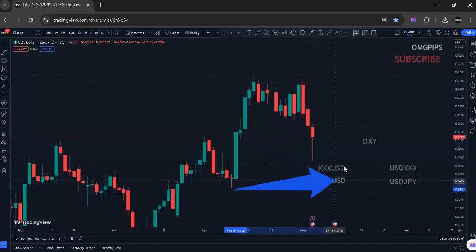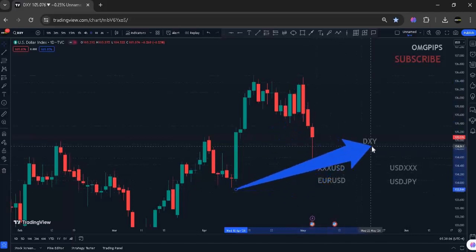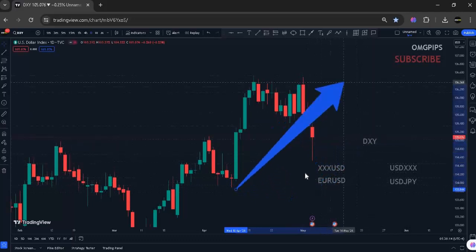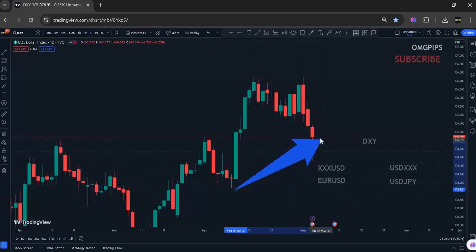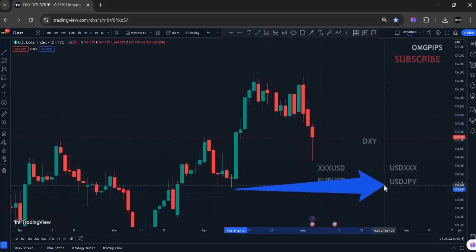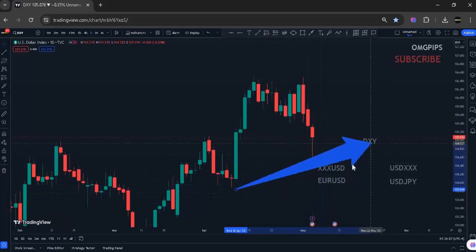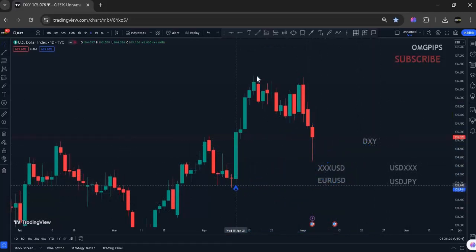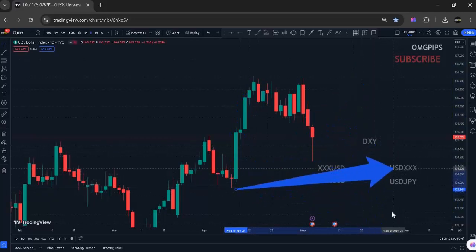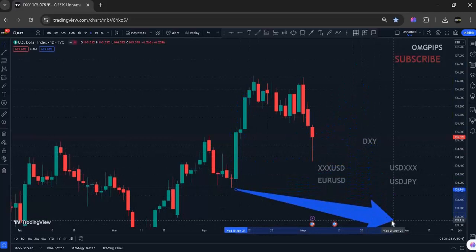So these are oppositely correlated to DXY. They're opposite to the movement that DXY makes. When DXY goes up, these pairs go down. When DXY goes down, these pairs go up. And these other ones are the same as DXY, if I may say. When DXY goes up, these pairs go up. When DXY goes down, these pairs go down. So that is what I mean by correlation.